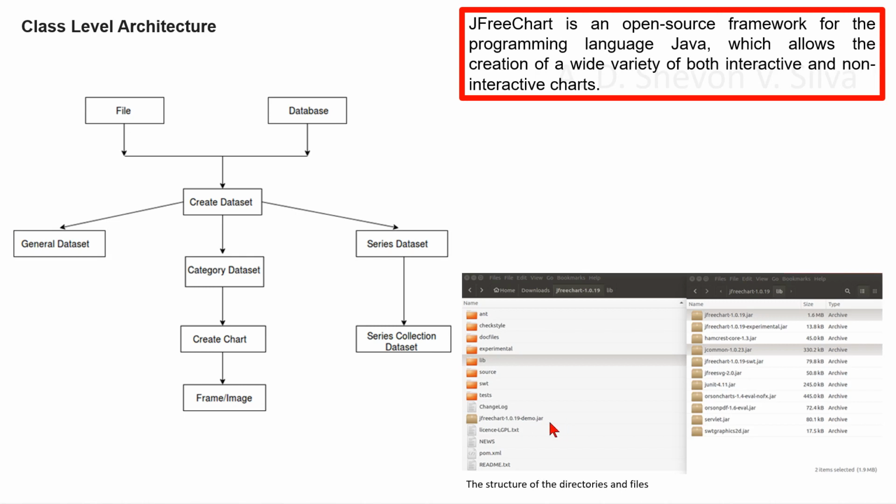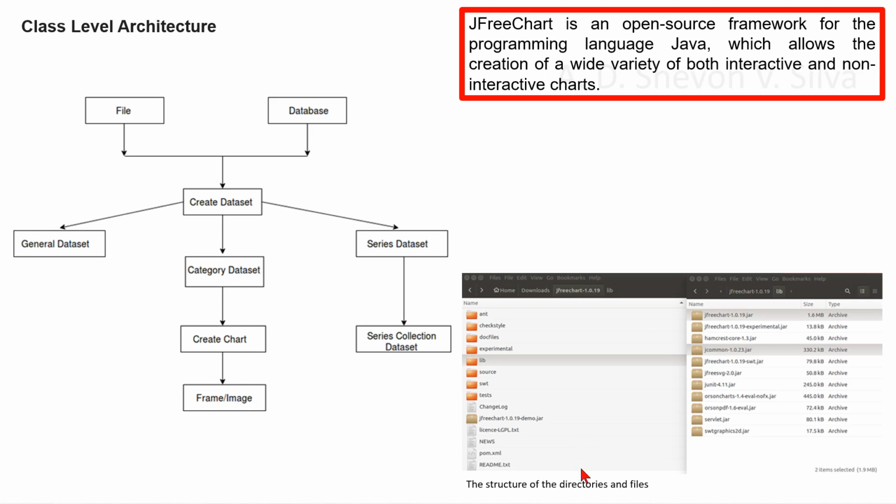JFreeChart version and demo.jar, a runnable jar file containing demo applications. License: lgpl.txt, the JFreeChart license, GNU LGPL. You should spend some time familiarizing yourself with the files included in the download.